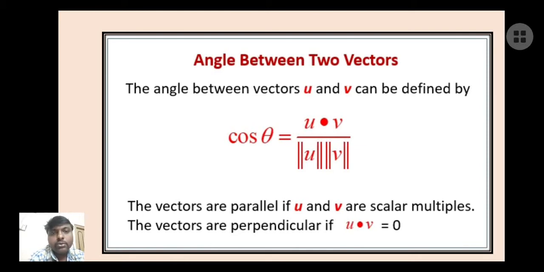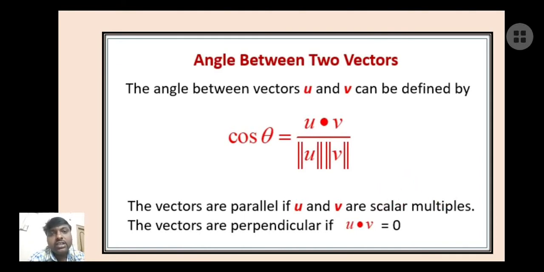You can remember two points here. If the vectors are parallel, then u and v are scalar multiples. That means if the two vectors are parallel, your angle theta is equal to 0. So then the value is cos 0, which is equal to 1. So then u bar dot v bar is equal to mod u into mod v. That is nothing but a scalar multiple.